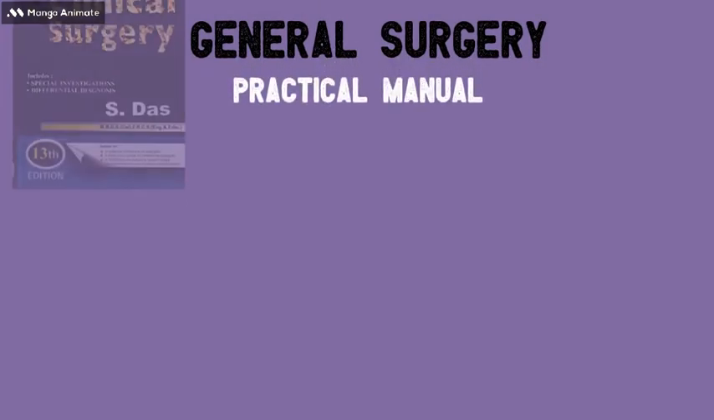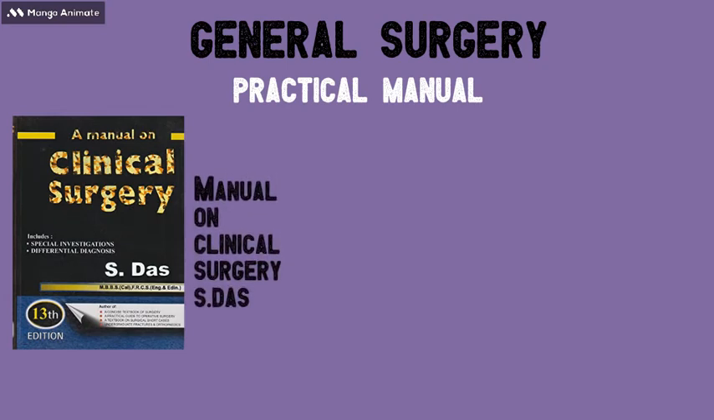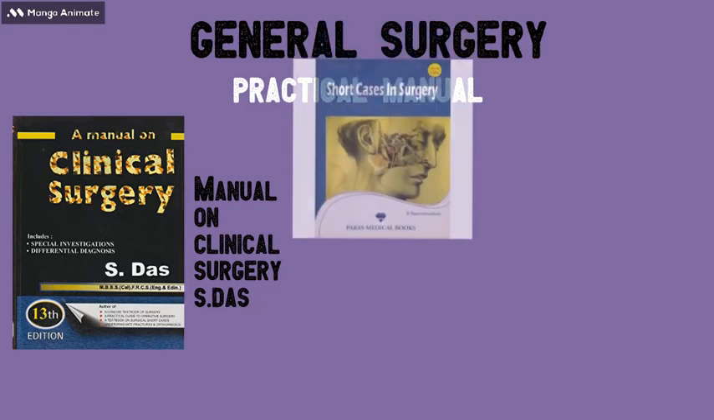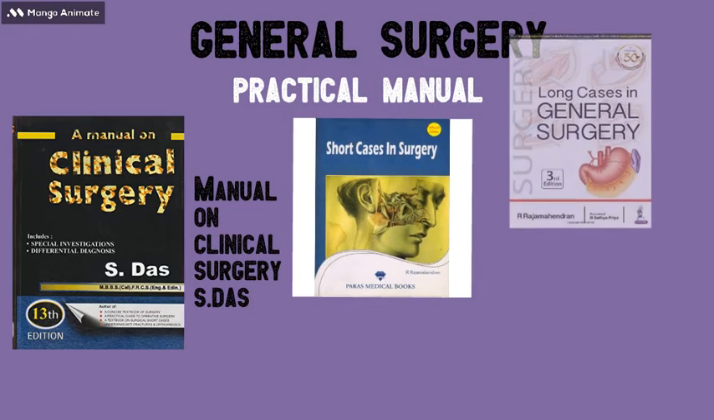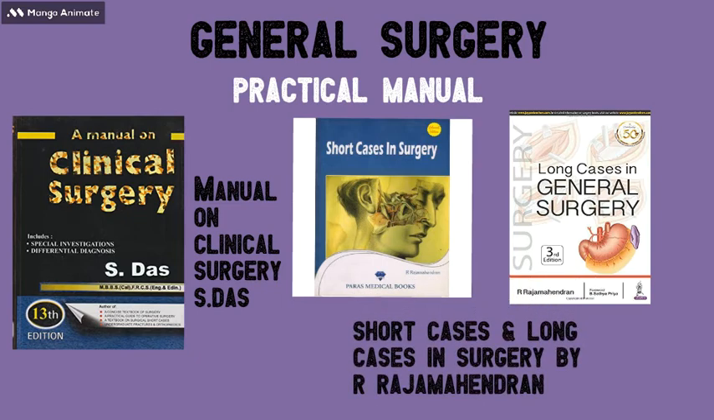For practical manual, I would suggest you go with Clinical DAS. Clinical DAS is the Bible of general surgery, and all the students, say MBBS or BDS, everyone uses it. The book is very easy to understand, and most of the viva is asked from this book. If you ask me for other easier options, I would tell you to go with Short Case and Long Case by R. Raj Mahendran. It is an easier alternative, but I would suggest you stick to Clinical DAS as it is easier for your clinical postings and from the exam point of view also.